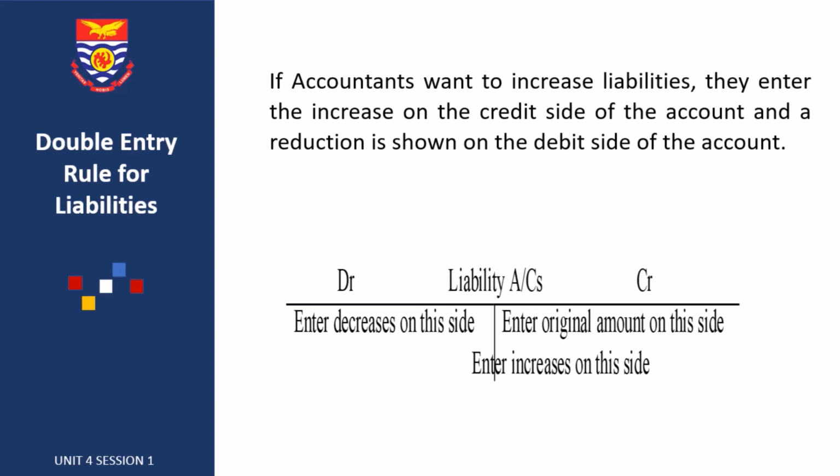Double entry for liabilities. If an accountant wants to increase liabilities, they enter the increase on the credit side of the account, and the reduction is shown on the debit side of the account. That is, for liabilities, to debit means to decrease the balance on the account, whilst to credit means to increase the balance on the account.